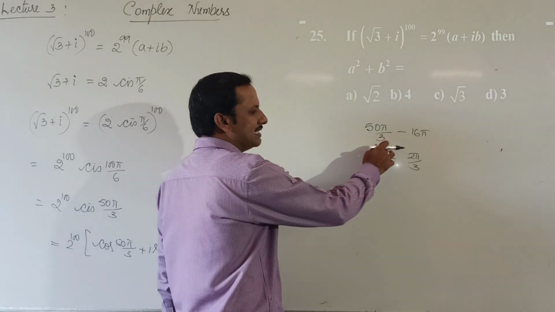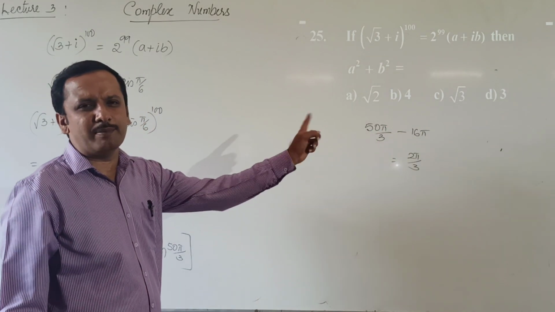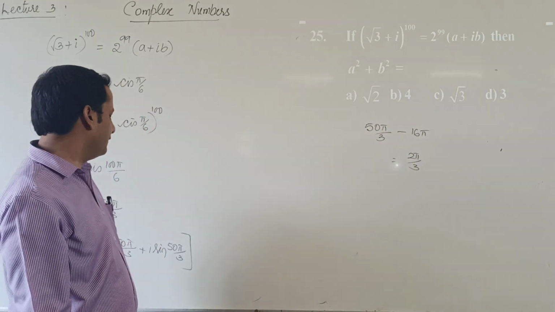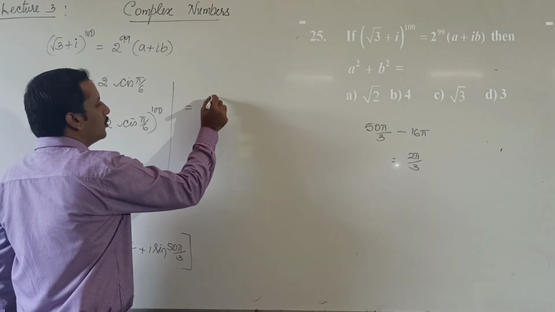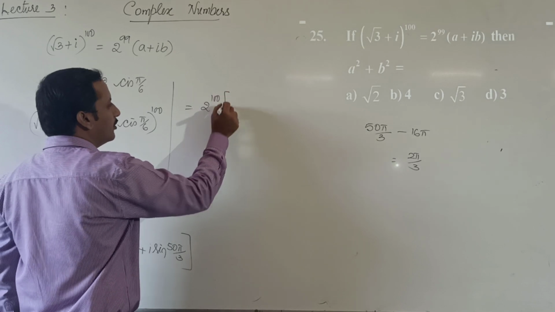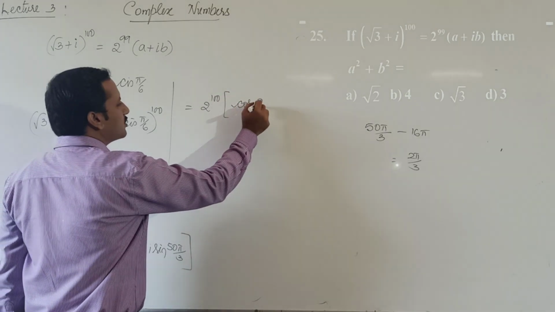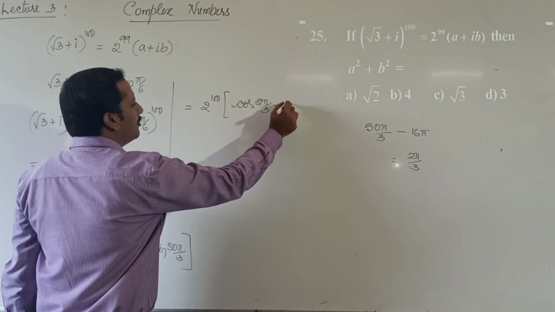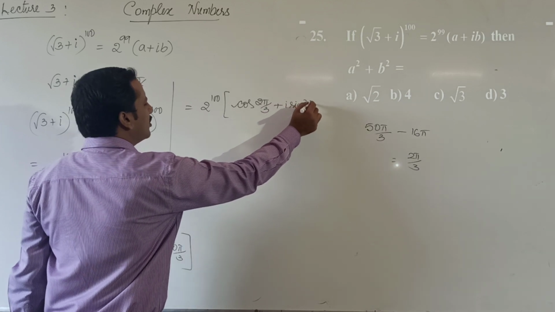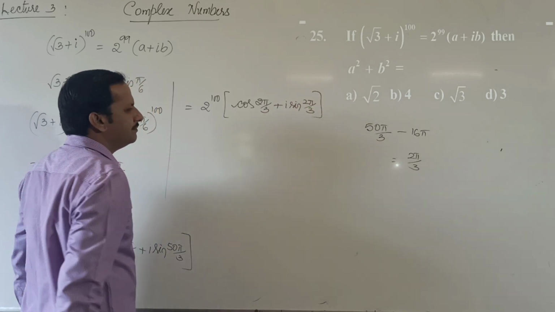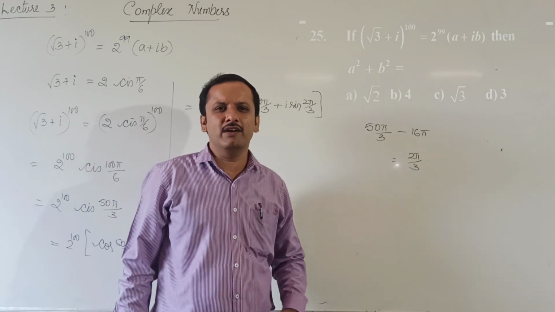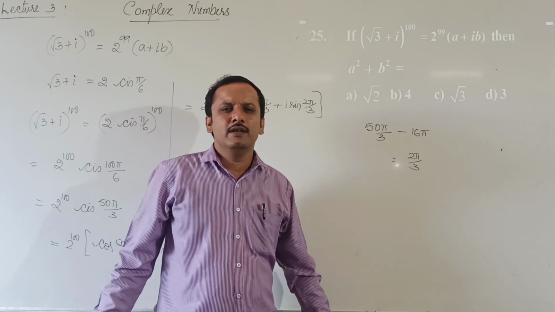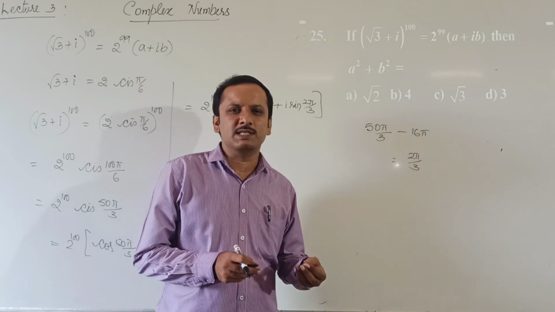Take LCM, 3 is LCM. 3 into 16 pi, 48 pi. 50 pi minus 48 pi will be 2 pi by 3. Okay? So this is equal to 2 to the power 100 into cos 2 pi by 3 plus i sin 2 pi by 3. Now you might be thinking, sir, how do we get to know that we should subtract 16 pi only? Why not 2 pi, 4 pi? Yes, you can. You can subtract 2 pi, 4 pi, 6 pi, 8 pi, etc.